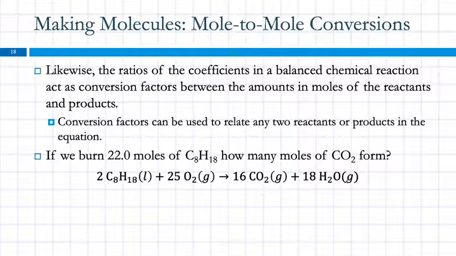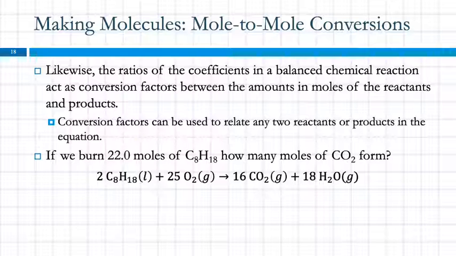So the ratios of coefficients in a chemical equation act as conversion factors between amounts of reactants and products in moles. And we can look at any 2 of the terms. So if we want water, we don't have to start here and go through all of them. We can go directly from octane to water. We know the relationship between these 2, between those 2, any 2. Just pick them, and we have the relationship.